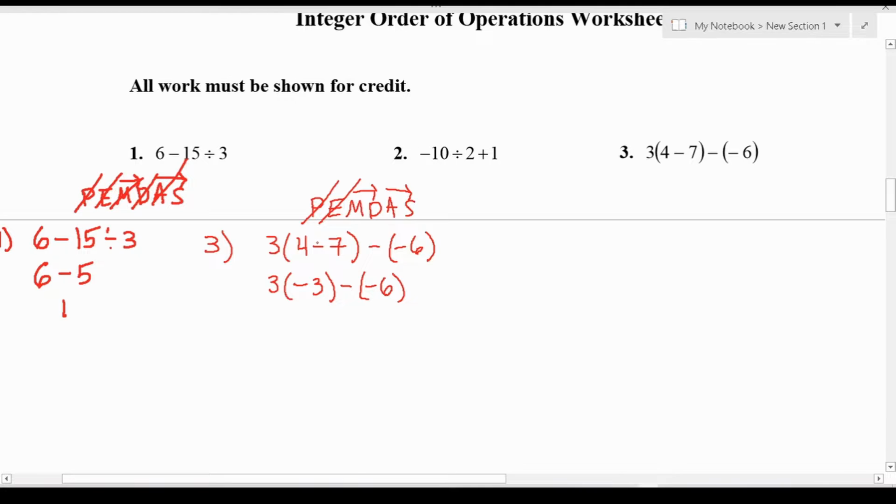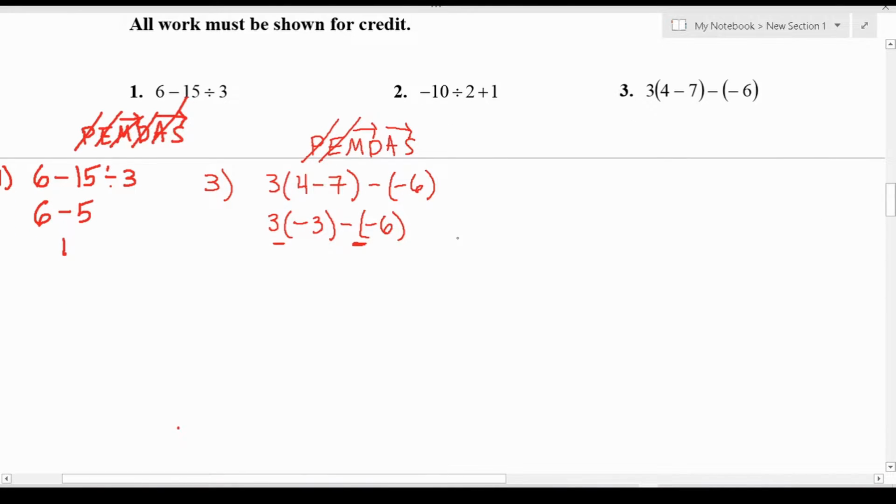Now we're doing multiplication and division from left to right. In this case, we have 2 instances of multiplication. We have 3 times negative 3, so right here. And then we also have this negative times negative 6. So this is another instance of multiplication. In light of that, we're going to work that out from left to right. And again, I'm not going to skip any steps as I do these. 3 times negative 3 is going to be negative 9. And let's just copy down what we have over here, minus negative 6.